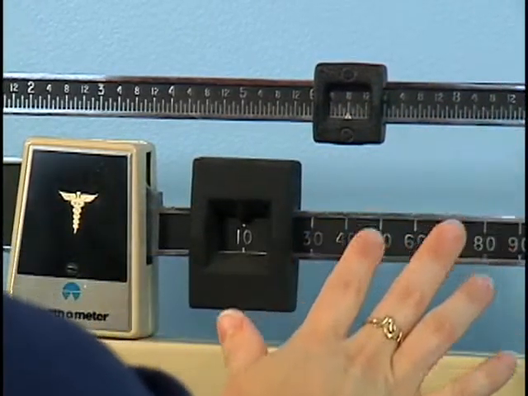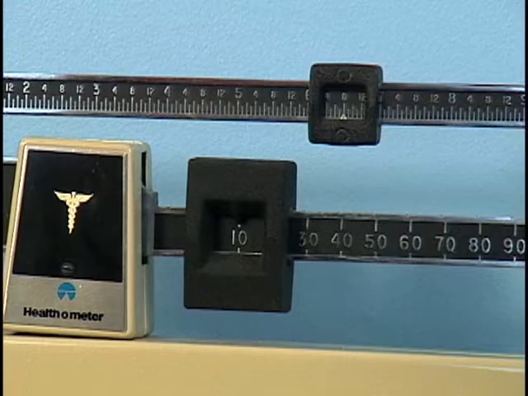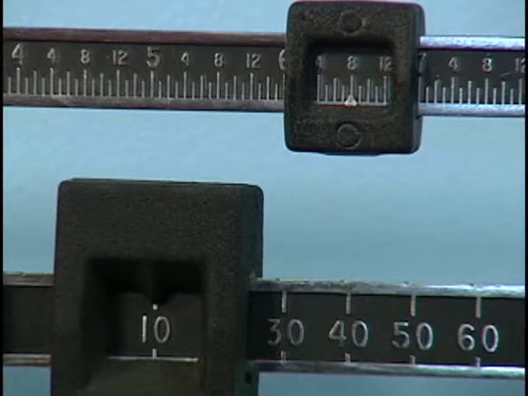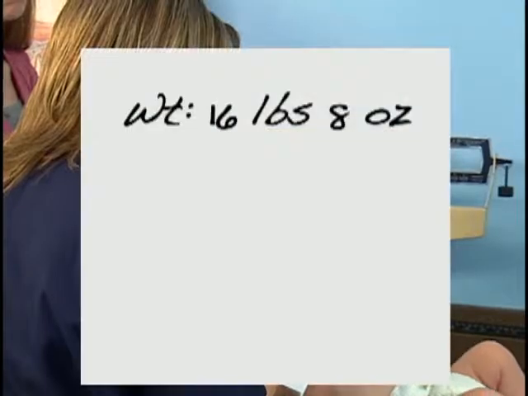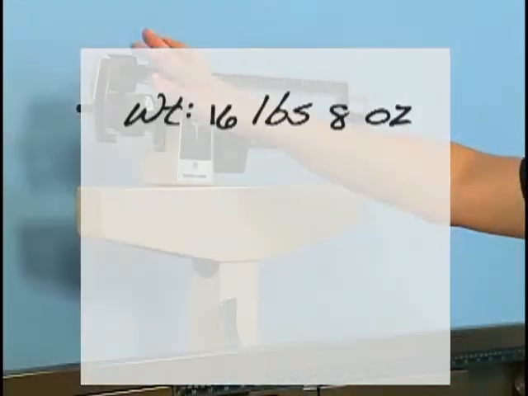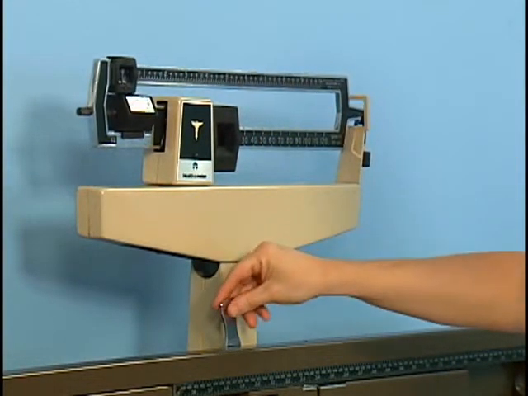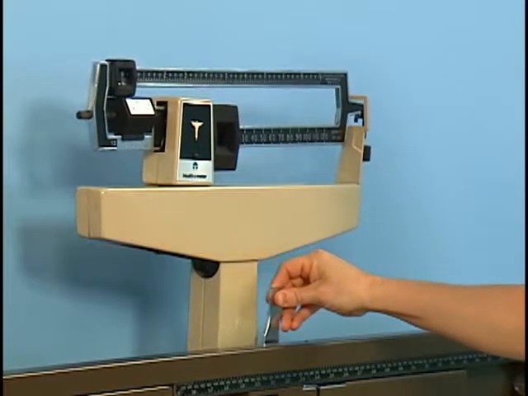Read the results in pounds and ounces while the infant is lying still. The scale indicates that Jonathan weighs 16 pounds and 8 ounces. Jot down this value or make a mental note of it. Return the upper and lower weights to their resting position and lock the scale.